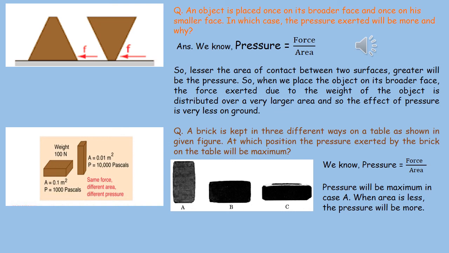One brick is kept in three different ways on a table as shown in the figure. At which position will the pressure exerted by the brick be maximum? There are three positions A, B and C shown here. As pressure is equal to force by area, we can easily find out that in position A it will be maximum, because in position A the brick is kept on its smallest surface touching the ground. So the area of contact being less, the effect of pressure will be highest in case A.